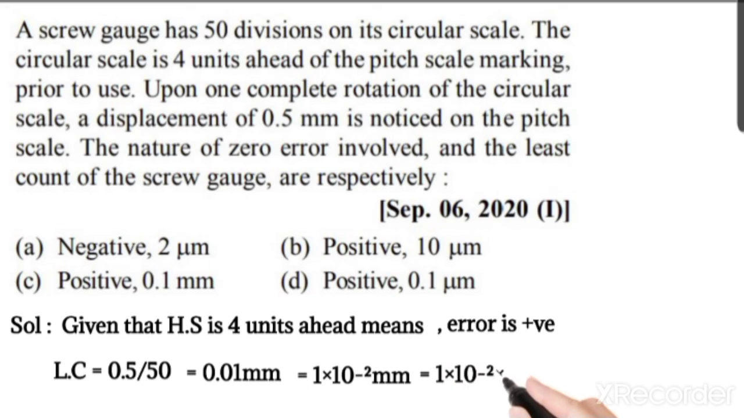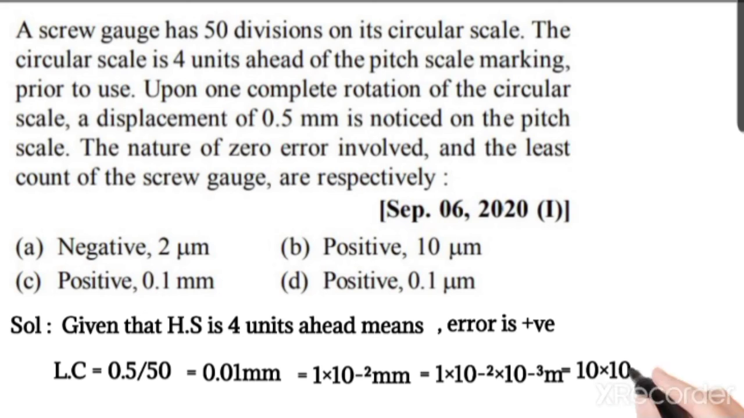In meters, it can be written as 1 into 10 to the power of minus 2 into 10 to the power of minus 3 meters. Finally, which is equal to 10 into 10 to the power of minus 6 meters, which is nothing but 10 micrometers.